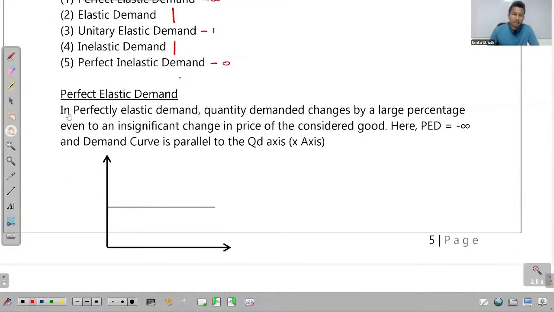And then you need to explain each using diagrams. If it's the perfectly elastic demand, this is the shape of the demand curve on this side. This is a must. You need to write that on this axis you see QD and on this axis you see price. It's a must. The shape of the demand curve will be this. It is parallel to the QD axis. If the demand is perfectly elastic, the demand curve is parallel to QD axis.